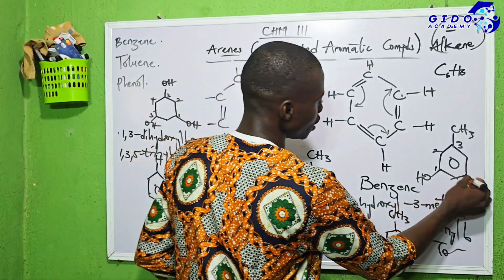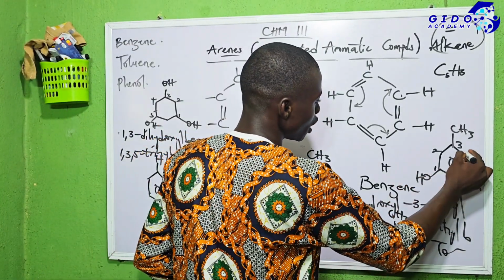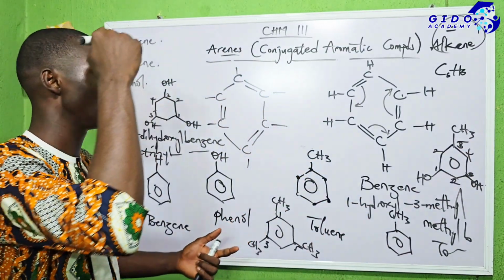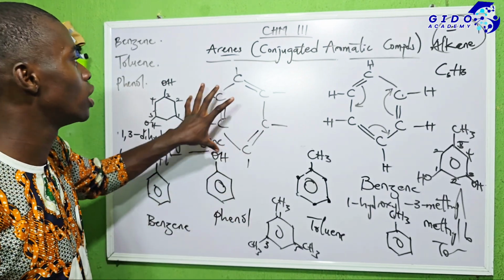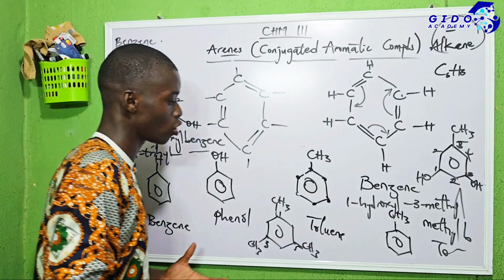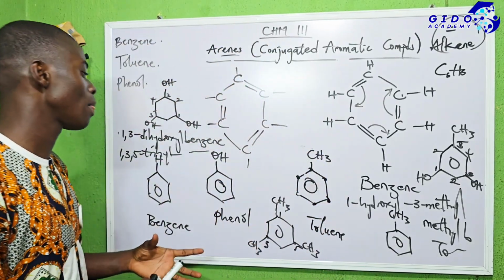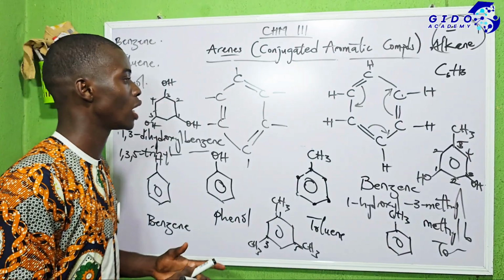What about if here is also what? OH. It will now be 1, here will be 2, here will be 3, here will be 4, and here will be what? 5. It will be 1,3-dihydroxy 5-methyl what? Benzene. So that is what you expect to know about aromatic compounds. And this is basic for aromatic compounds. I believe with what I've explained so far, if you have a problem with aromatic compounds, this will help you to solve all problems on aromatism.